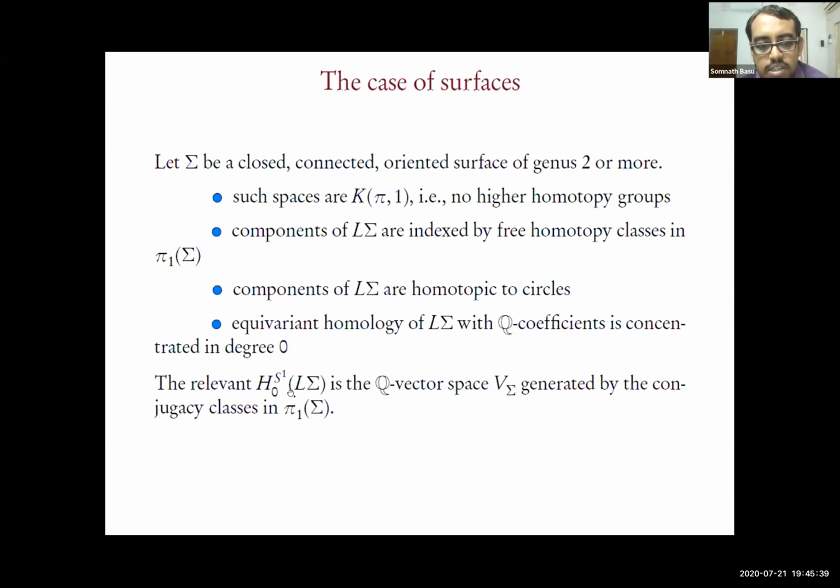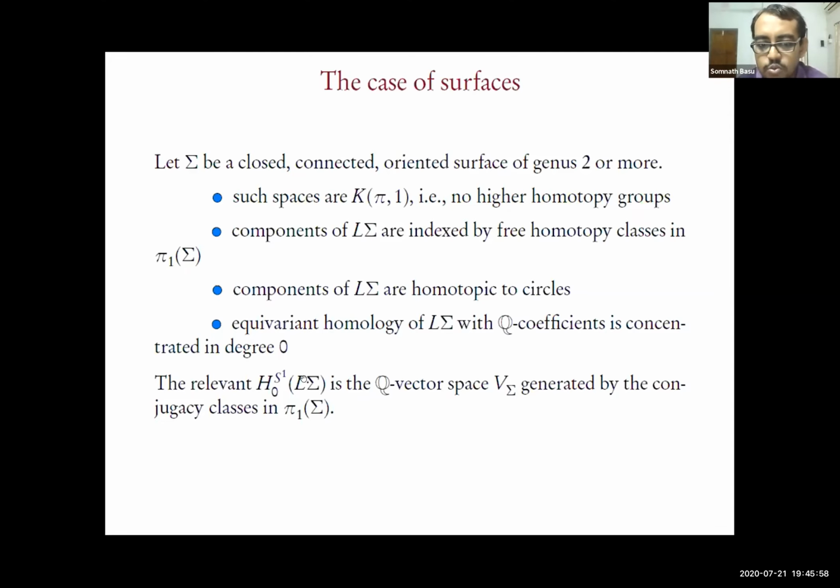What is this? Well, this is the 0th equivariant homology of L sigma. But forget equivariant. What is the 0th homology of L sigma? These are just points in L sigma, path components. And equivariant means you just take an element of L sigma and remove the marking. That's all. So these are simply directed, unmarked loops.